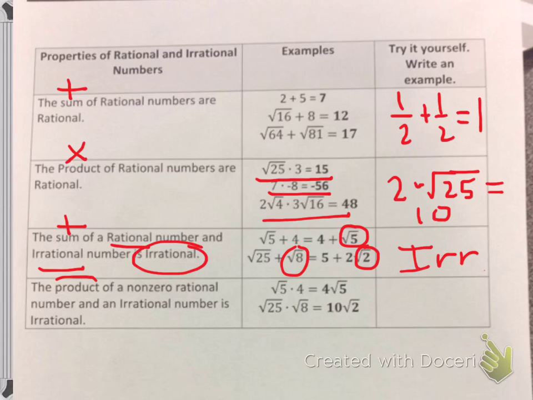The same thing on the product rule. If you have a rational and an irrational number, you're going to get an irrational number back out for your answer. So if you multiply the square root of 2 times the square root of 7, you're going to get the square root of 14, but that's still going to be irrational.